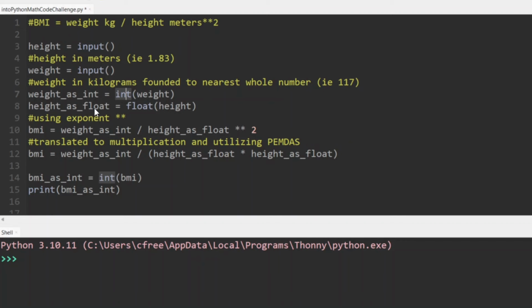Now we have weight as float equals height as a float. So the height's an input, and the input's a string. I spelled it right, so it's highlighting both sides, so I know I'm good there. Now I'm going to make this a float, and I'm going to save it into a variable with a descriptive name such as height as float using snake case.